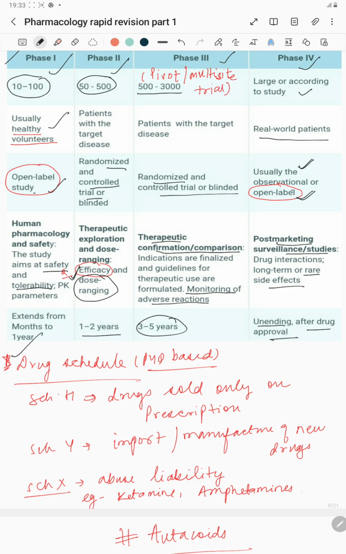The important drug schedules which are asked in the previous year examinations. Schedule H, the drugs which are sold only on prescription. Schedule Y, import and manufacturing of the new drugs. Schedule X, the drugs which have abuse liability, for example ketamine and amphetamines.